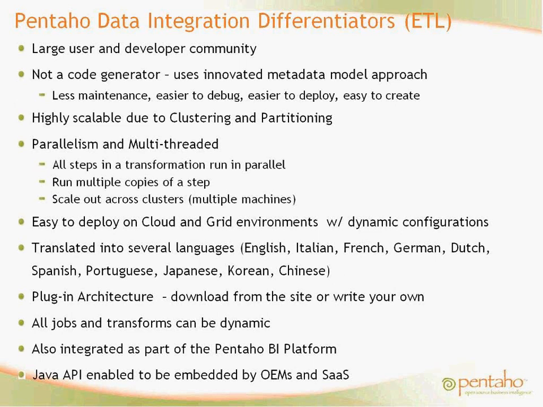Plugin architecture, meaning that you can either download additional plugins, job entries, transformation input steps, transform steps from our website, or you could build your own using standard Java because the APIs are available. Noted differentiator: all jobs and transformations can accept inputs to be completely dynamic. And then all jobs and transformations can also be deployed and work as a part in the BI platform. And then finally, everything in the ETL side is also API enabled, so you can embed them into your own applications.